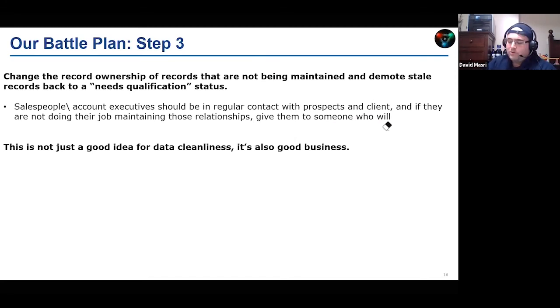So you want to potentially downgrade the records, right? So it's okay. Client hasn't made a purchase in a while. Downgrade them back to a prospect, maybe even back to a lead, and then put them back through the cycle. Sales executives that are not maintaining regular contact with the client.